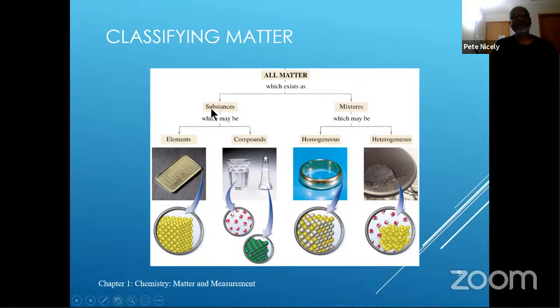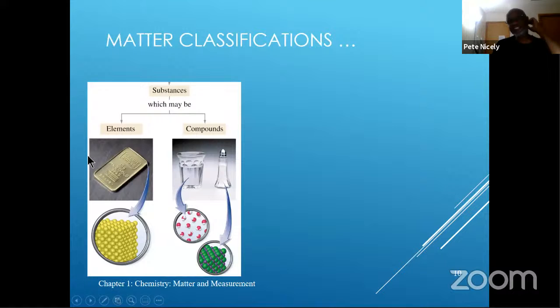Now, under pure substances, we have two subcategories. We have elements and compounds. We're going to talk about the difference between these two shortly. And mixtures can themselves be divided into two subcategories, homogeneous and heterogeneous mixtures. Okay, so let's talk about the difference between elements and compounds, right?